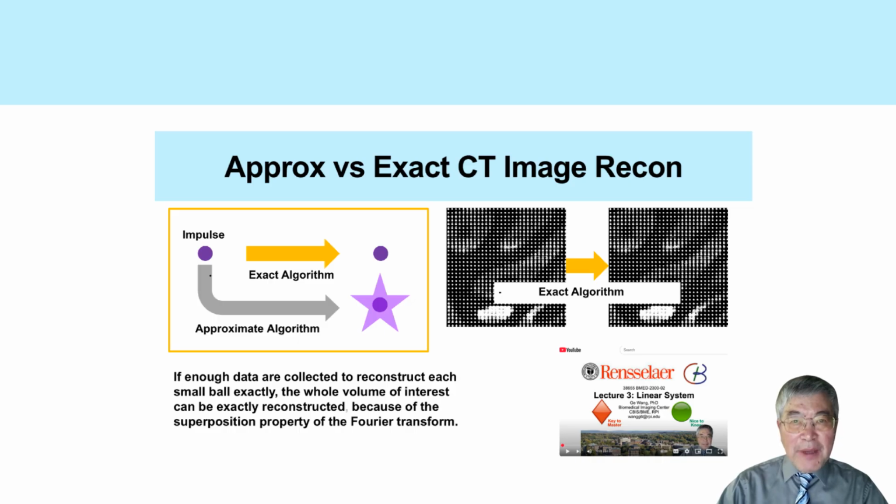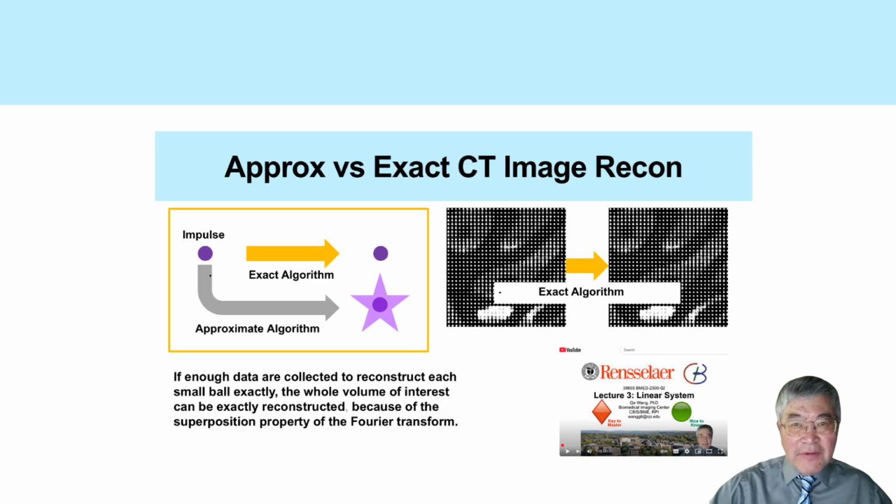Let me elaborate on that point. The small blue ball I mentioned on the previous slide can be located anywhere inside the volume of interest. It is not restricted to one special location. So, in principle, any small local target inside the object can be reconstructed exactly from the cone beam spiral data, provided the required PI line and time window data are available.